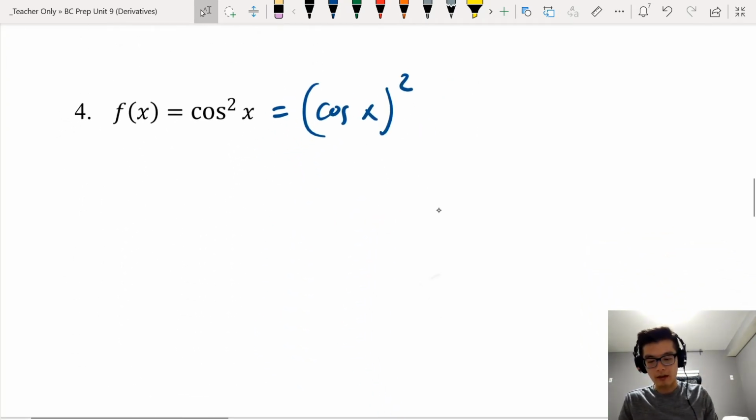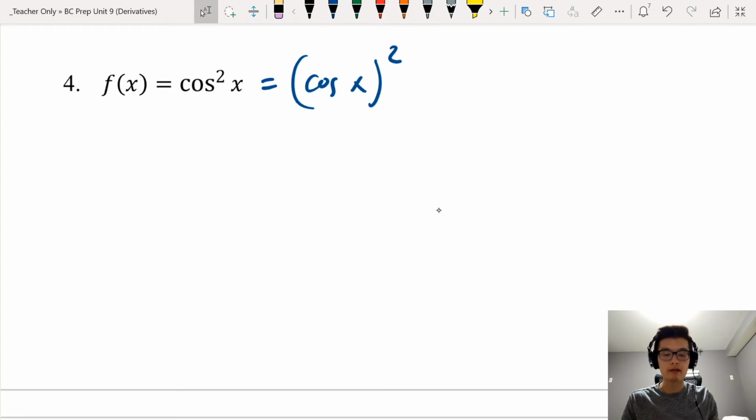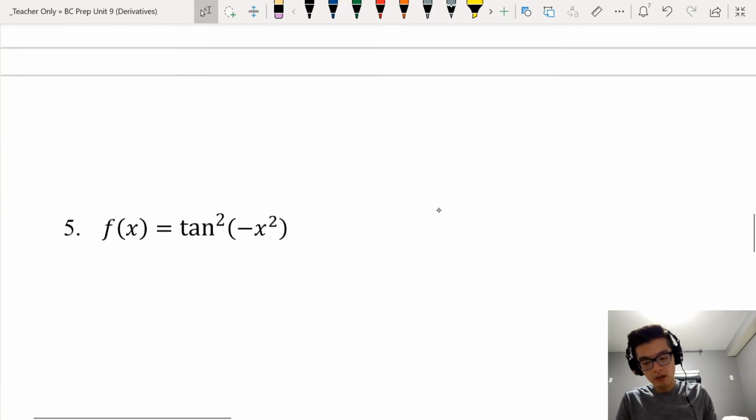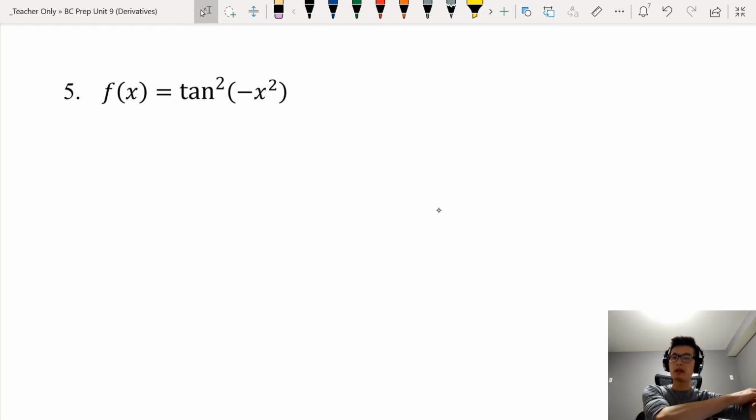And what I mean is, before I get there, number 4, little hint, recall cosine squared of x is the same thing as saying cosine of x quantity squared. So hopefully you see the chain rule involved in that. What's the outside function? What's the inside function? Let's do number 5, because I'm pretty sure that some of you, actually all of you, will probably have questions on this.